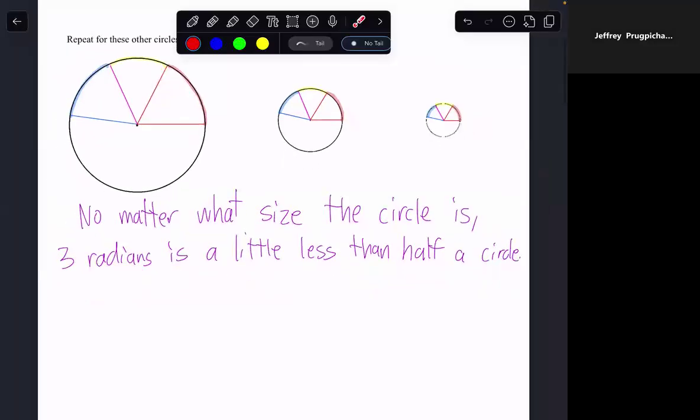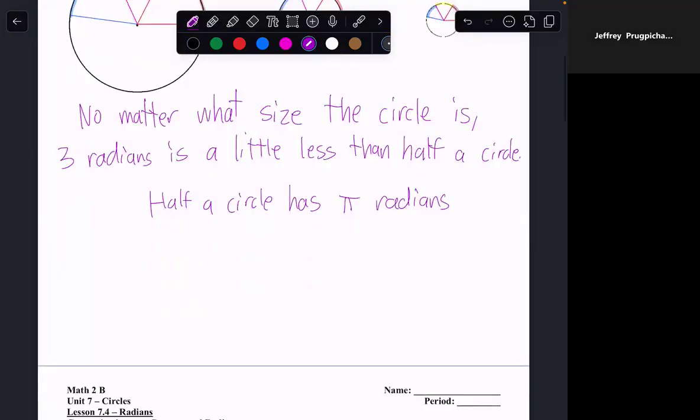Okay, so let's write that down. Half a circle has pi radians. And that means a full circle has 2 pi radians.